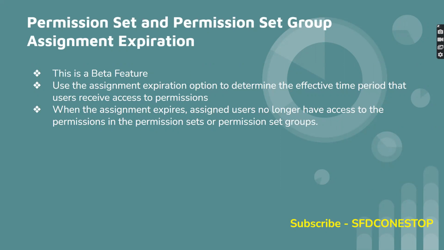So you can use the assignment expiration option to determine the effective time period that the users receive access to the permissions. And once the time period is expired, once the assignment expires, the users to whom we have assigned the expiration dates will no longer have access to the permissions in the permission sets or the permission set groups. Let's understand this in depth by taking an example.